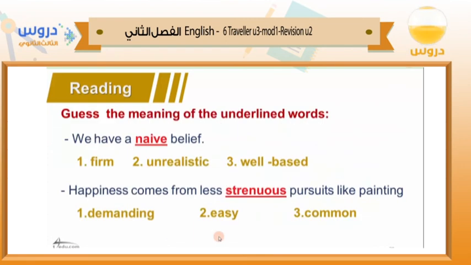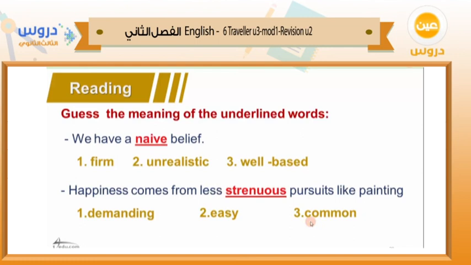So we got two words. The first one, in red and underlined, is naive. Someone who's naive, and it's an adjective. And number two, we got another word, strenuous. What does strenuous mean and what does naive mean in the text? So we have a naive belief, or happiness comes with less strenuous pursuits like painting. So does naive mean firm, unrealistic, or well-based? Or number two, does strenuous mean demanding, easy, or common?